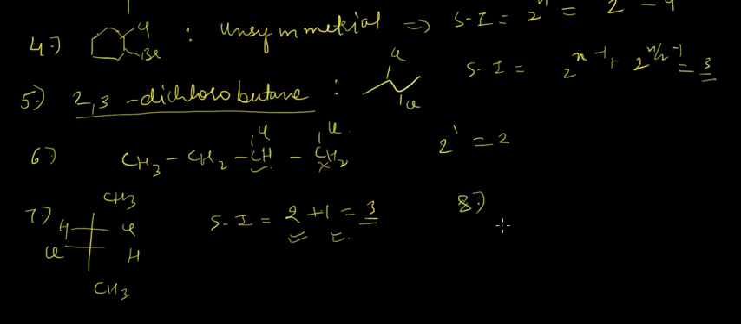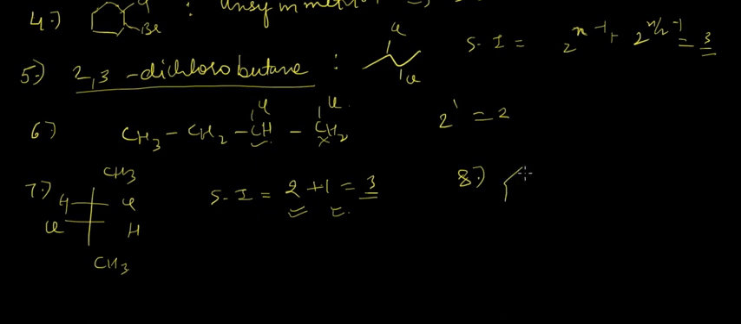Okay, let's see this example. Let's suppose we have this. How many chiral centers are there? Three. It is unsymmetrical, it doesn't have any plane of symmetry. So why in this case did we have only three? Because this had a plane of symmetry.